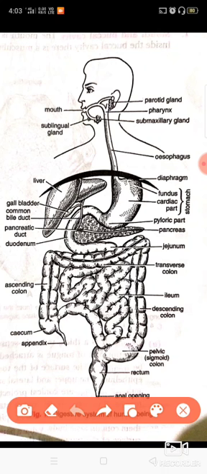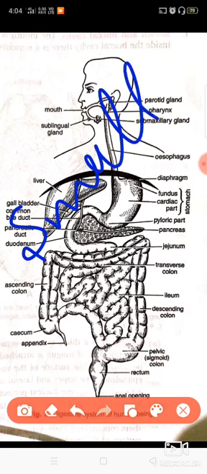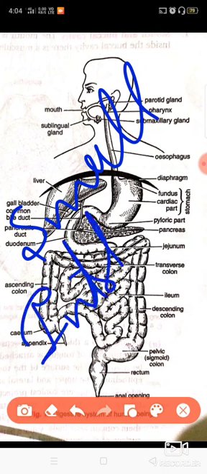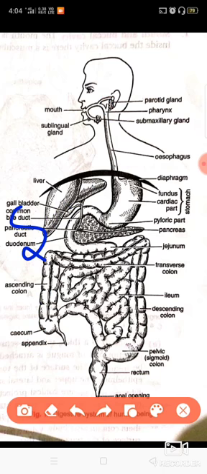Okay, then this food is coming here, then where will it go? It will go to this part, and this part is known as duodenum. Okay, duodenum is the first part of the small intestine. So it is the first part of the small intestine, that is duodenum.